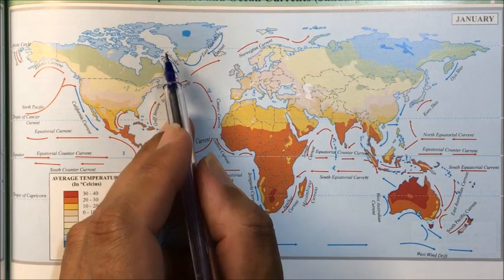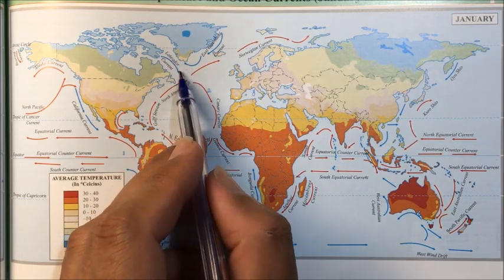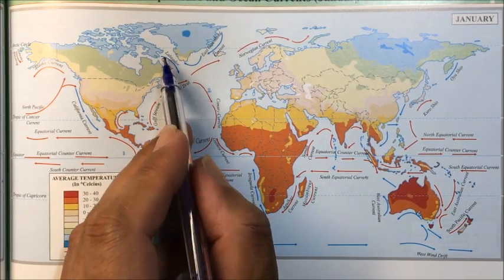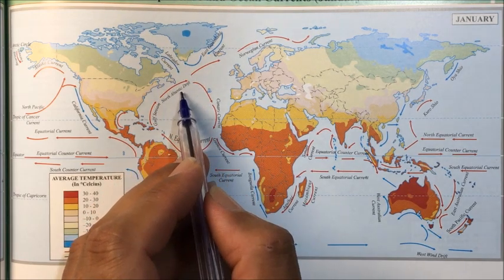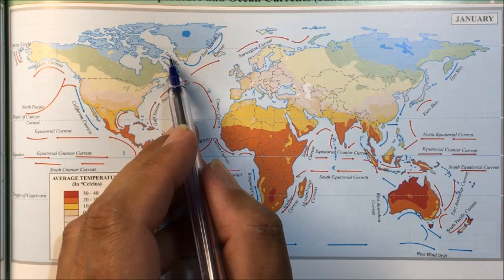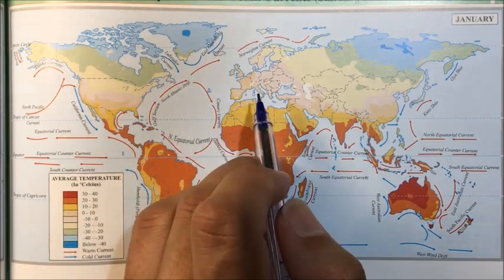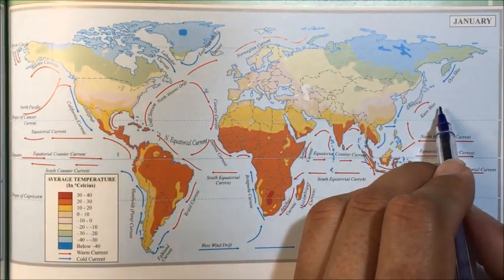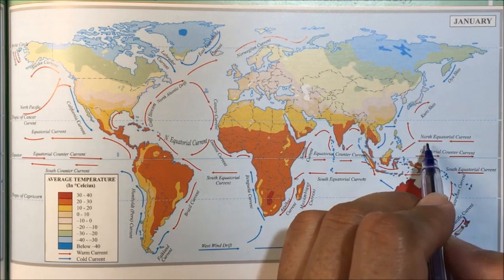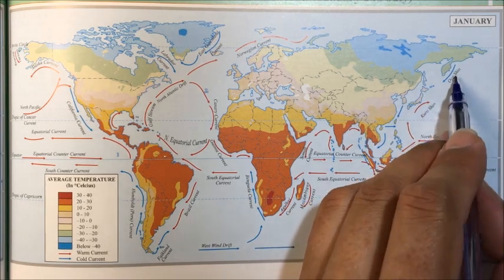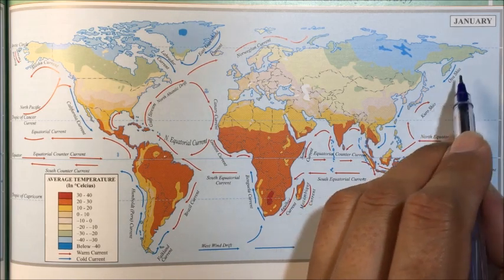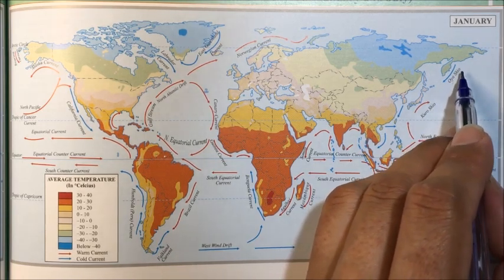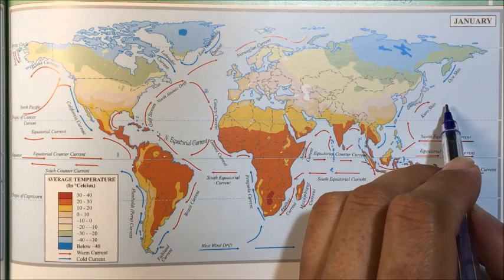But the Labrador current is moving from the colder region towards the warmer region. So its density is more. Here the water density is more as compared to the warmer region. So therefore it will move as a subsurface current. Similarly here, Kuroshio is a warm current, so it will move as a surface current, whereas Oyashio will move as a subsurface current because density is more, so it will move beneath the surface.